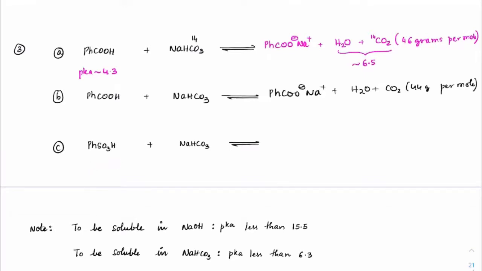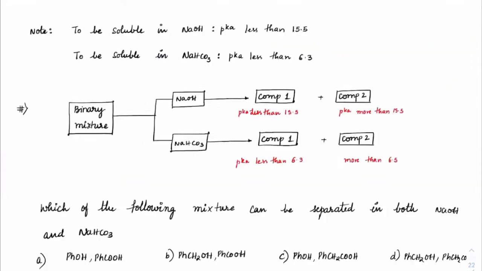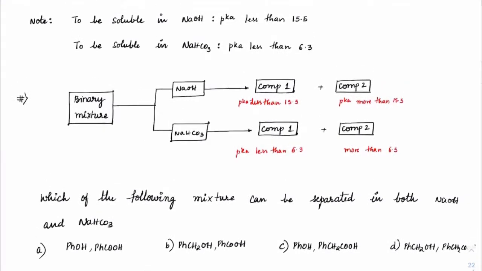PhSO3H, if you check out what we would get, we'll get PhSO3 minus Na plus. This will also give a positive bicarbonate test. And we will get H2O plus CO2. Please make sure you understand that SO2 gas is not the one which is evolved here. It is carbon dioxide gas which is evolved. Now let us see the next question.